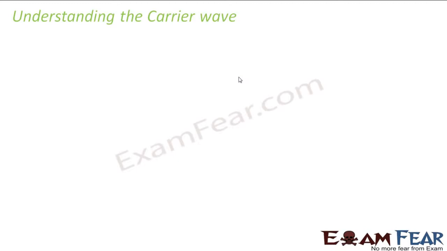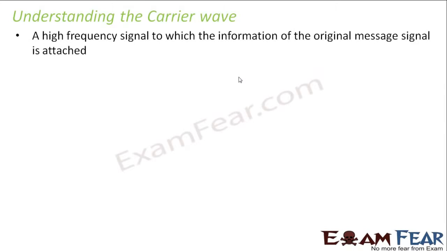For example, if we take the previous example of that letter, the letter is our low frequency message signal and the train is a high frequency wave. So a high frequency signal to which the information of the original message signal is attached. In the process of modulation, we pick a high frequency wave, right? Now we change something in that high frequency wave such that we can attach the information of the message signal into that high frequency wave. So that is what we do. We do not make any changes to the message signal.